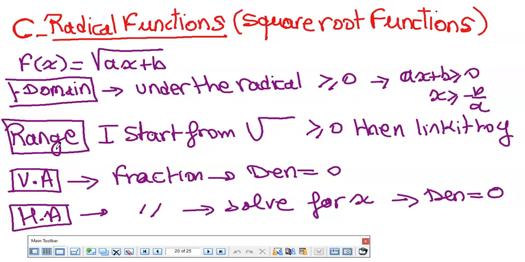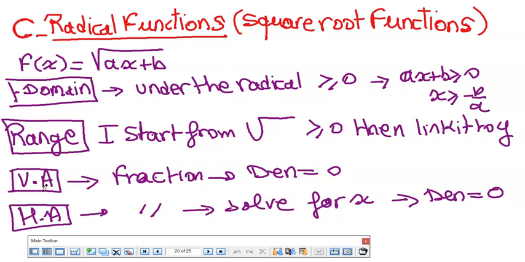Now, how are we going to find the range? What I'm saying here is just steps to follow. But when I do the example, you will get those steps so you understand what I mean by this. So I start from the radical bigger than 0 and then I link it to y. What I wrote here, you will get it in the example. But just let me write it for you, so when you are reviewing, you see the steps.